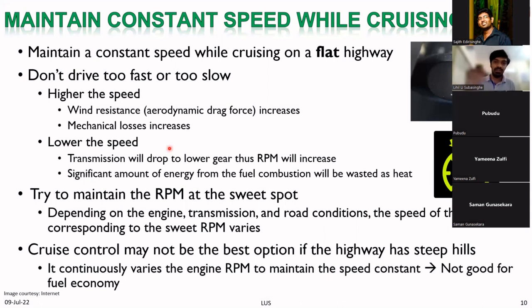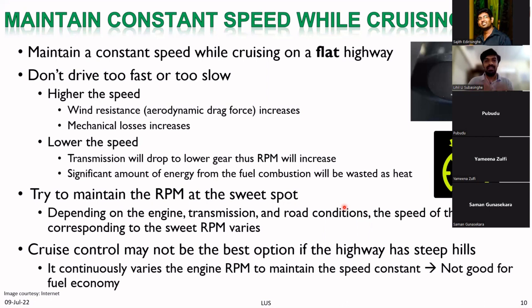When you go into the lower speeds, then obviously you cannot actually go to the fifth gear or the highest gear. If it is an automatic transmission, then the engine will come to the lower gears. The lower gears means the higher the RPM. Higher RPM means the engine will start consuming more fuel. And also, a significant amount of the energy of the combustion will be wasted as heat.